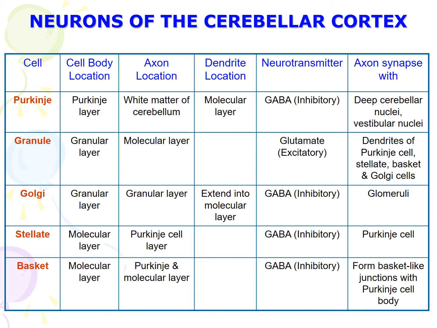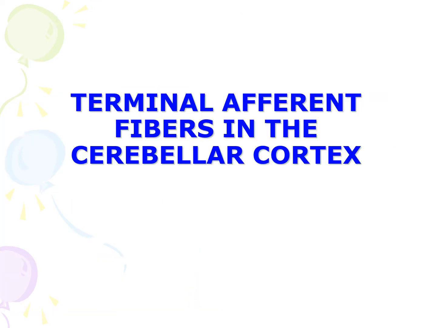This is the summary of the various types of neuron in the cerebellar cortex. You can refer to this table and study them in more detail later. Next, we'll talk about the terminal afferent fibers in the cerebellar cortex.